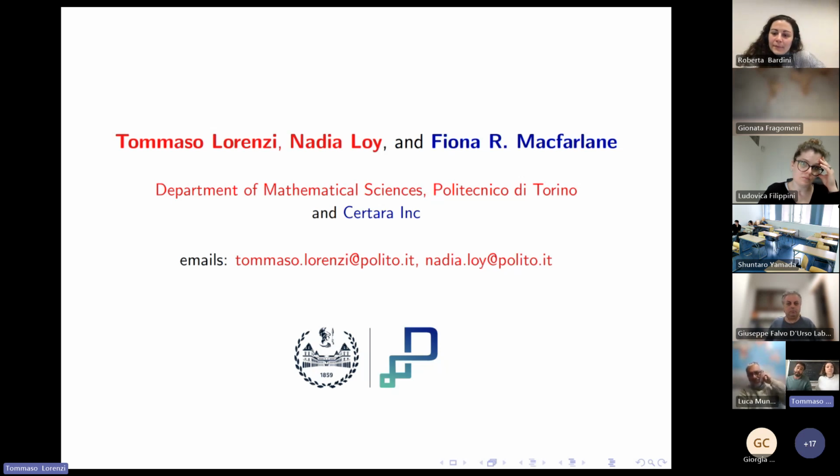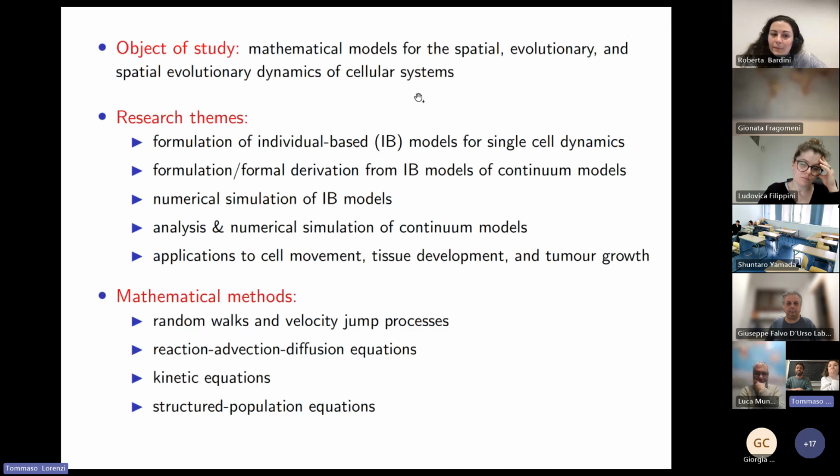We have been doing so, Nadia and I, in collaboration also with Dr. Fiona McFarlane from Certara Inc. She was previously at the University of St. Andrews in Scotland. And the tools that we have been using are mathematical tools that can be employed to describe different aspects of cell dynamics, be they spatial or evolutionary dynamics, in cellular systems, in a broad sense. So we will be talking about cell populations, and this can be interpreted in different ways depending on the specific biological problems that one is interested in tackling.